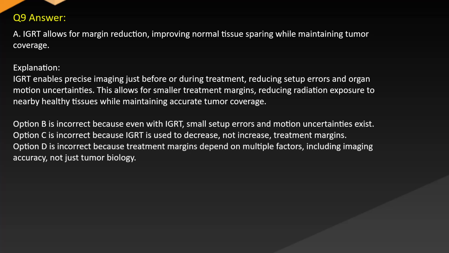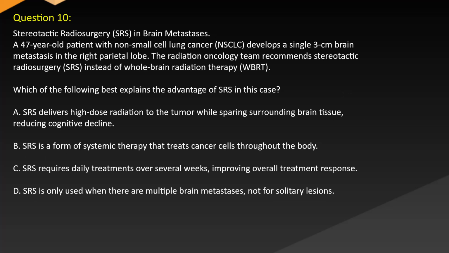Option B is incorrect because even with IGRT, small setup errors and motion uncertainties exist. Option C is incorrect because IGRT is used to decrease, not increase, treatment margins. Option D is incorrect because treatment margins depend on multiple factors, including imaging accuracy, not just tumor biology. Question 10. Stereotactic radiosurgery, SRS, in brain metastasis.